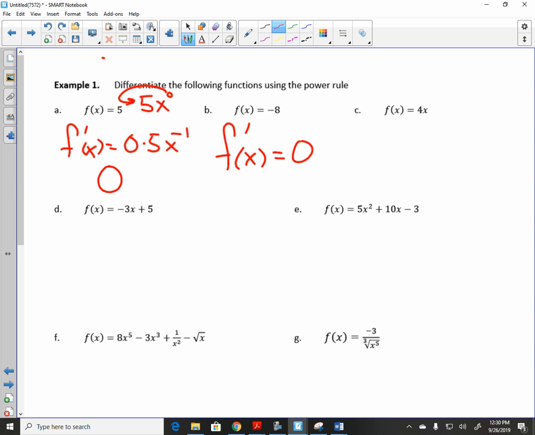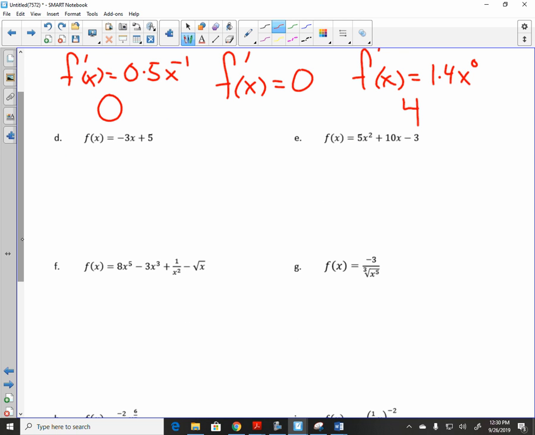Watch what happens here. This is 4x to the first power. So f prime of x, we drop the 1 in front, and we get 1 times 4x to the 0. What is 1 times 4x to the 0? 4. So therefore, as you can see, the derivative of 4x is just 4.